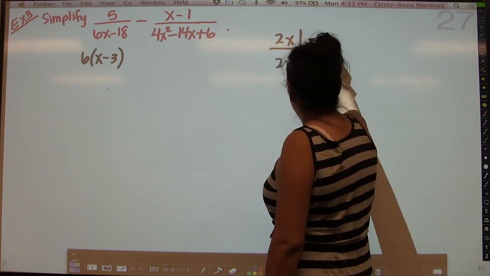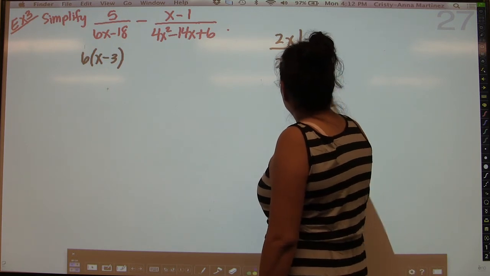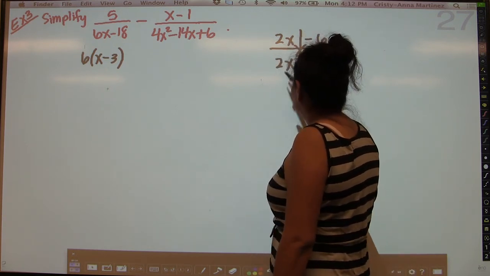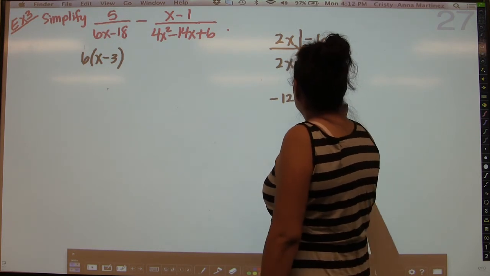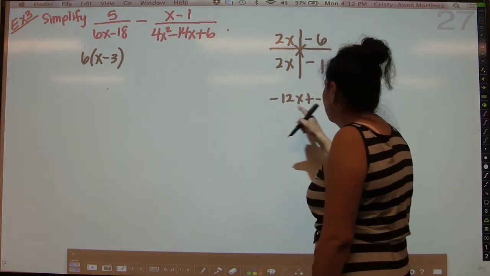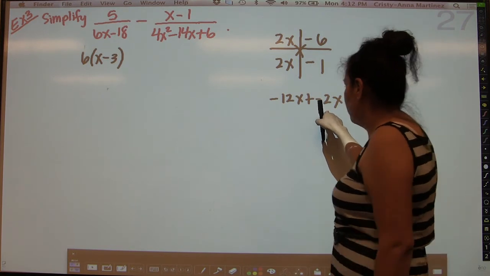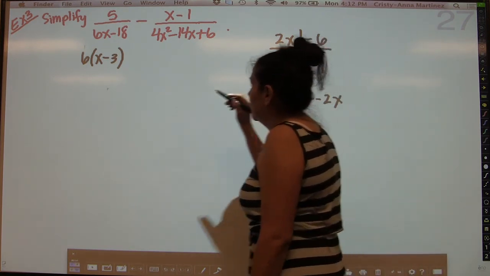And again, we want them to both be negative. So this time I'm going to get negative 6 times 2 is negative 12x, and negative 1 times 2 is negative 2x, and this time negative 12x and negative 2x is negative 14x. So this is the right combination to have.